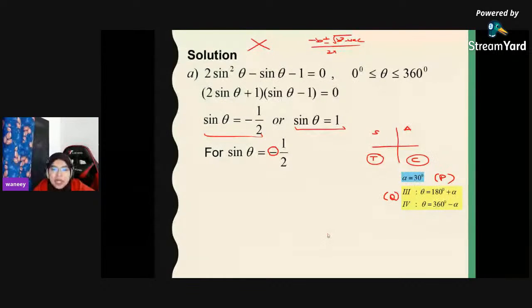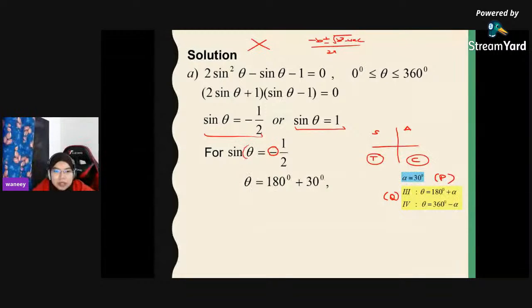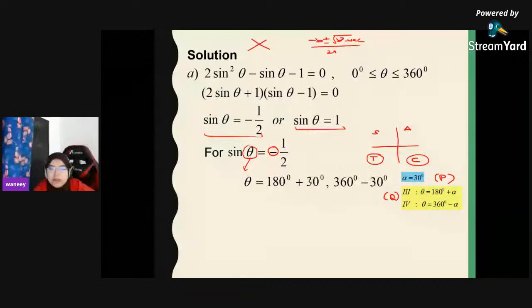Okay, so now let us write down what is for theta. Why do I write down theta? Because this is theta, so I simply write down theta. Theta is equal to 180 plus 30 degrees. This is for the third quadrant. For the fourth quadrant, it will be 360 minus 30 degrees. And then of course, you should calculate them, simplify them. So we got 210 together with 330. So that is for sine theta equal to negative half.